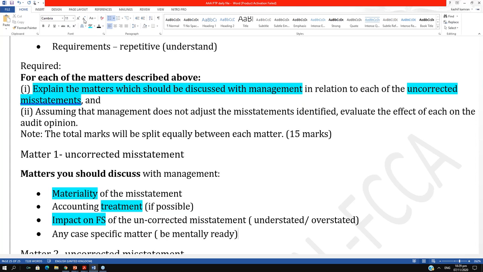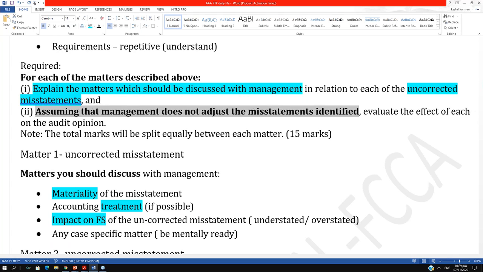And what is the second thing the examiner is asking you? Assuming that the management does not adjust the misstatement identified, evaluate the effect of each on the audit opinion. On the audit opinion or on the audit report? What is the examiner asking in the second part? Effect on the audit report or effect on the audit opinion?